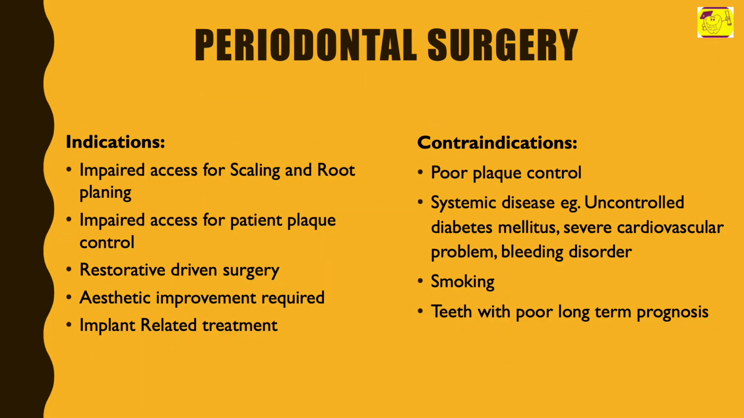Now that you've tried all the non-surgical treatments and they are not very effective, from the supportive phase you move over to the corrective phase, which is the periodontal surgery. So the indications are as follows. 1. Impaired access for scaling and root planing. 2. Impaired access for the patient's ability for plaque control. 3. Restorative driven surgery. 4. Aesthetic improvement is required. And finally, implant related treatment.